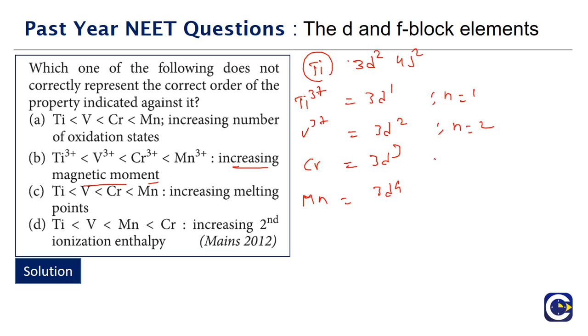Here the number of unpaired electrons is 2. Here the number of unpaired electrons is 3. Here the number of unpaired electrons is 4. Remember, what is the magnetic moment formula? Root of n into n plus 2 Bohr magneton, right?